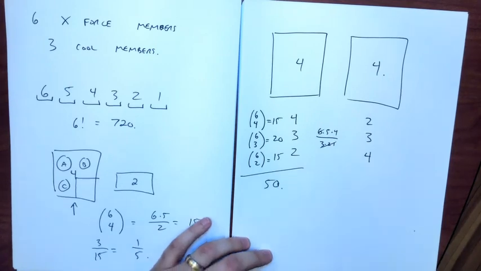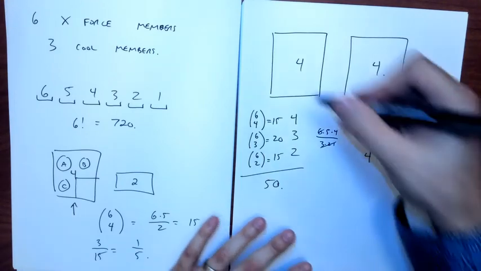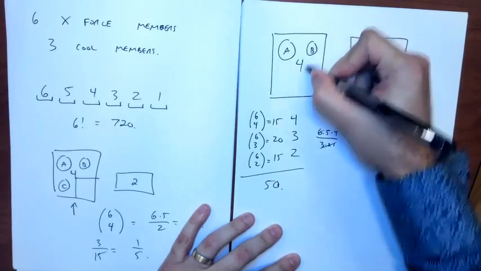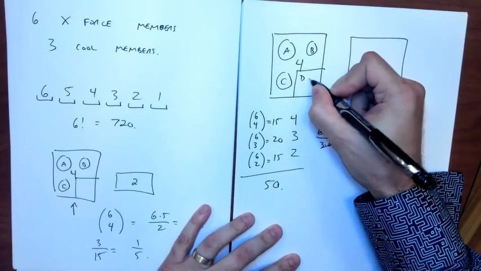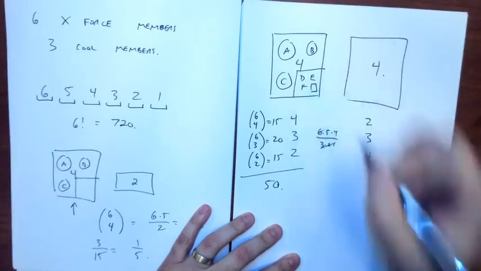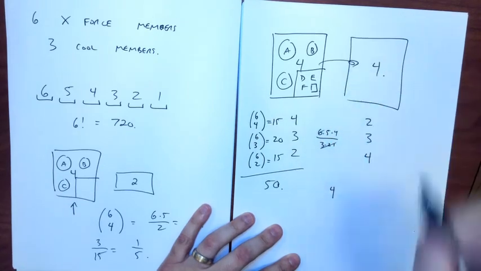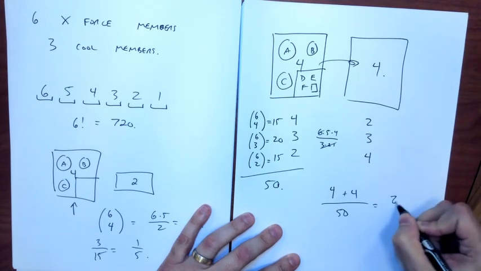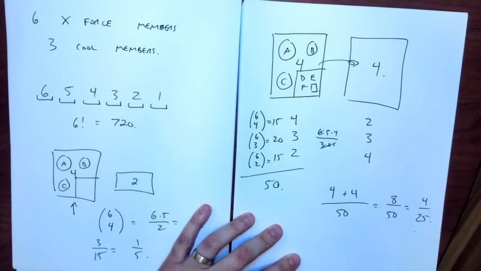How many of these then are favorable? How many outcomes have A, B, and C in the same car? Well, let's think about what could happen in SUV number 1. In SUV number 1, I could have A, B, C, and then the other options are D, E, F, or blank. So there are 4 options in car 1, and the same thing could happen in car 2. They could all be in car 2. So I have 4 plus 4 over 50, which is 8 over 50, which is 4 over 25.